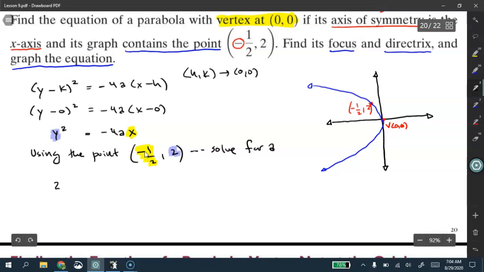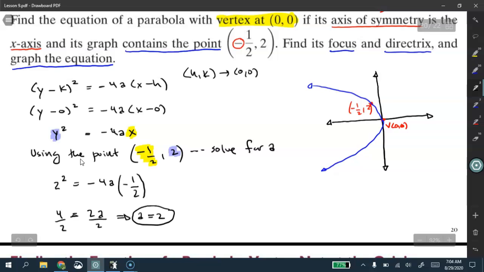y squared is then 2 squared, and this equals negative 4 times a times negative 1 half. So when you put these pieces together, you end up with 4 is equal to negative 4 times negative half, which is going to give you positive 2a. And when you divide by 2 on both sides, the value of a is equal to 2. Notice how the question didn't ask you for a, but you know that to tell a focus and a directrix, it requires a.